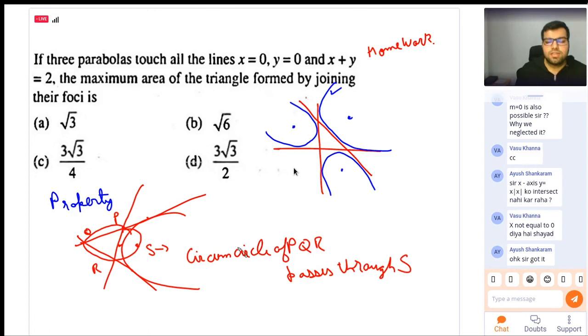PQR is the points of intersection of the tangents. So a circle passing through the point of intersection of the tangents passes through the focus. Using this property, you can easily solve this question.